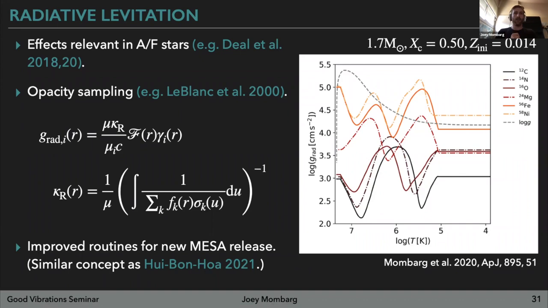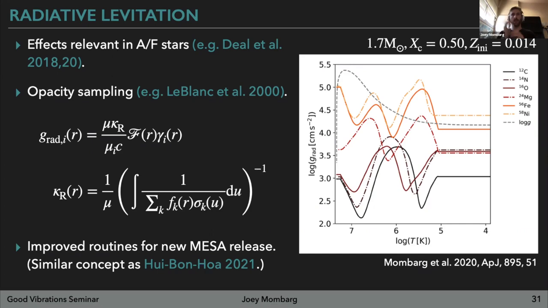Here I tried to be a bit more economical in how you compute the opacities and the radiative levitations. So in this case, we can actually run a model quite fast: on 36 cores within half an hour, just from pre-main sequence to the TAMS. And also a lot of convergence problems seem to be solved for now.